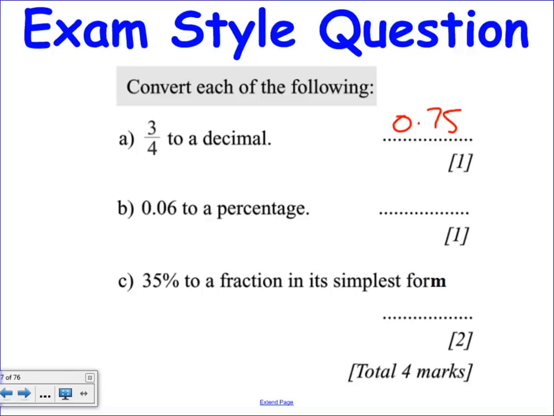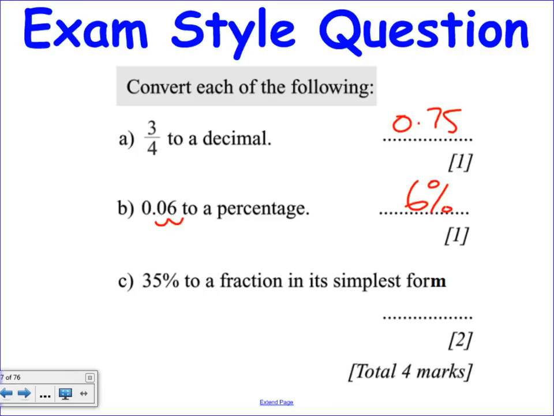Nothing hard about that. 0.06 as a percentage. 6% because we need to multiply it by 100. So move the decimal places 2 along. It's the same as multiplying by 100. 6%.